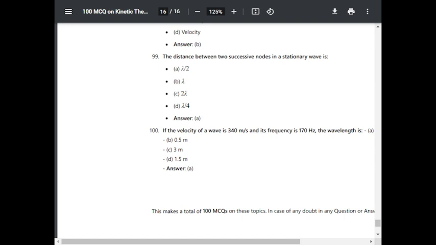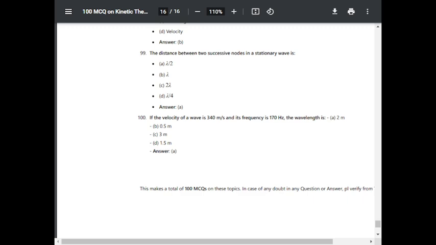Question number 100. If the velocity of a wave is 340 meter per second and its frequency is 170 hertz, the wavelength is: option A, 2 meter; option B, 0.5 meter; option C, 3 meter; option D, 1.5 meter. V is equal to nu lambda, then lambda is equal to V upon nu. 340 divided by 170 is equal to 2 meter. Option A is the correct answer.